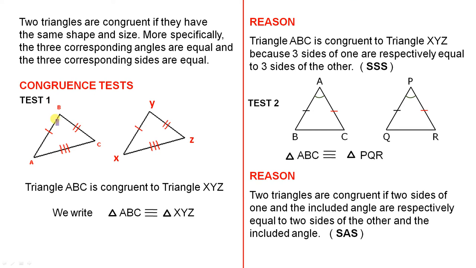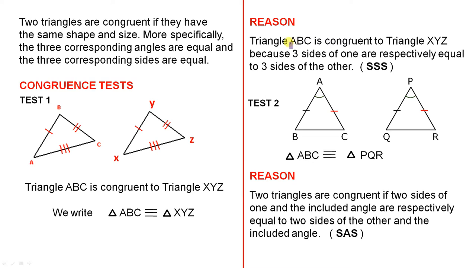Test 1. We have a triangle here and a triangle here. This is ABC and XYZ. Those marks there tell you that those three sides are equal to those three sides. When that is the case, triangle ABC is congruent to triangle XYZ. We write the triangle symbol ABC, then three little parallel lines like this, which means is congruent to triangle XYZ. So that's the short way of writing it.